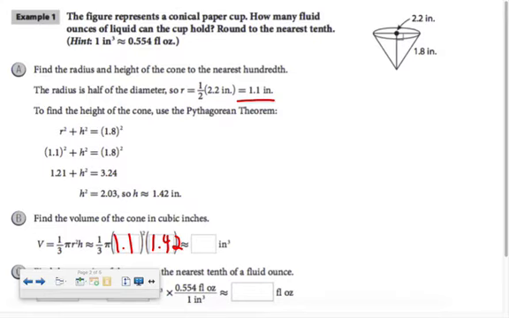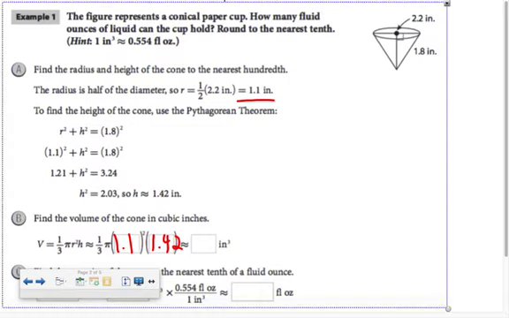Where's my pi button? There it is. Is approximately 1.8 cubic inches.